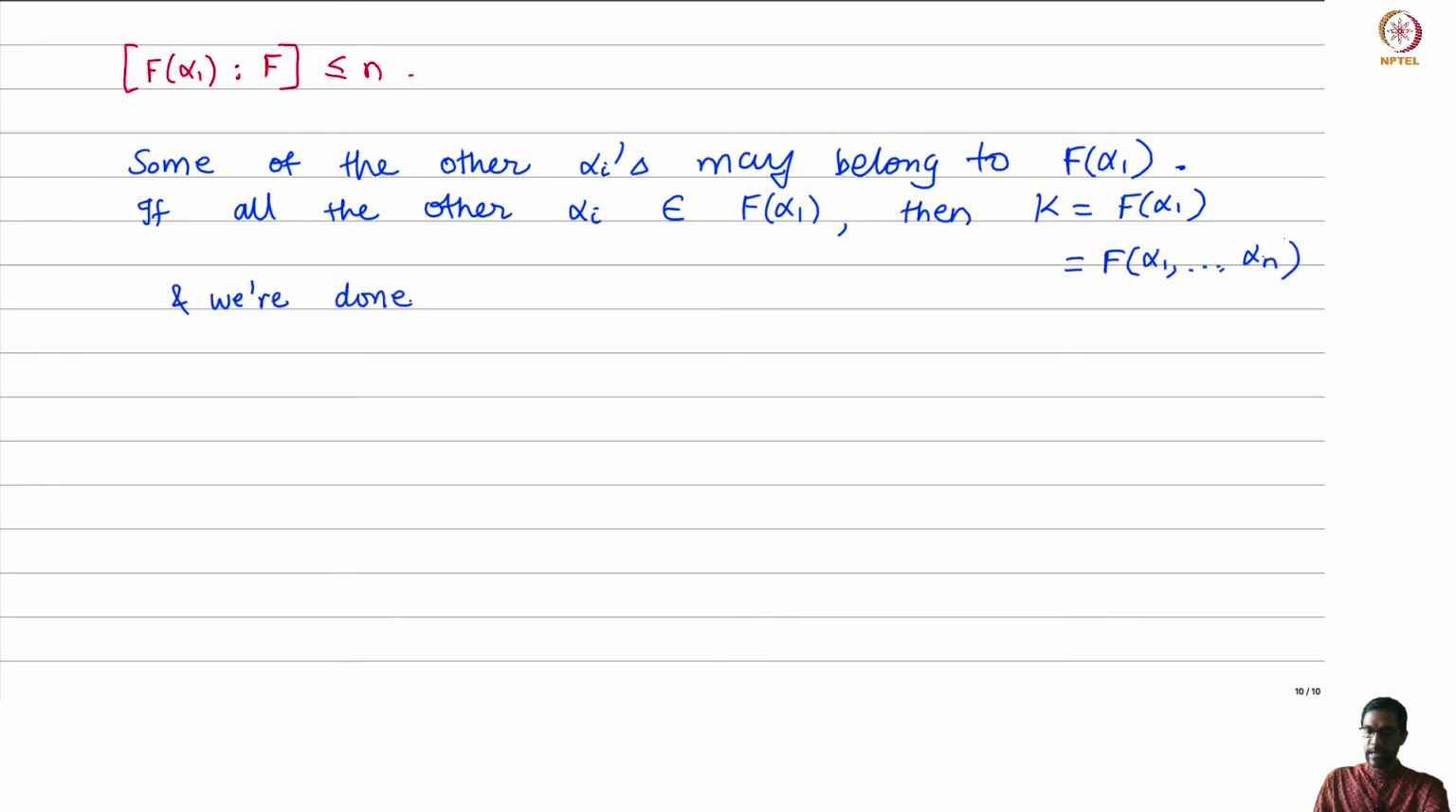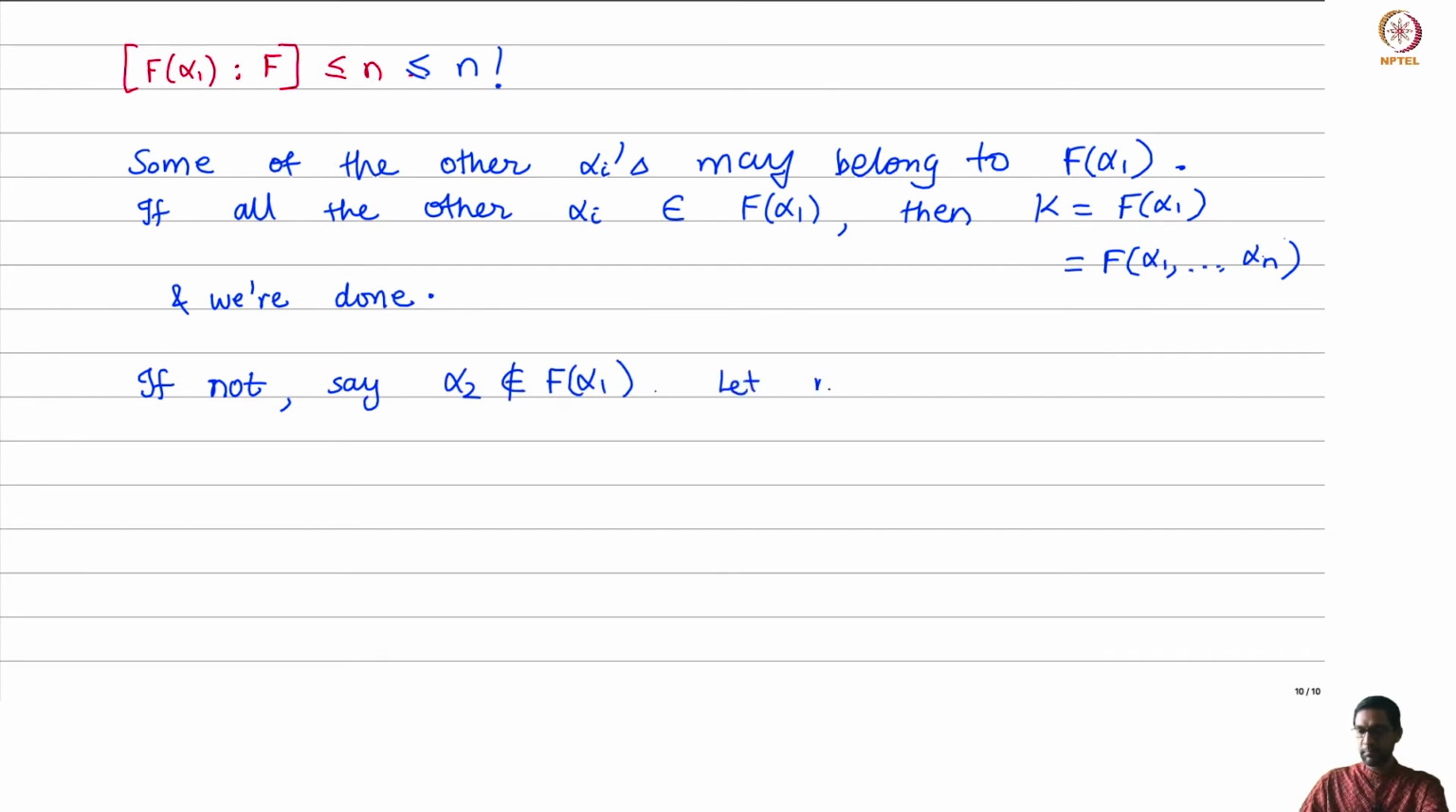Because we have shown that the extension size is at most n, and n is definitely smaller than or equal to n factorial. Now if not, suppose at least one of the other alphas is not part of F(alpha 1). Let's say alpha 2 doesn't belong to the extension F(alpha 1). Then we sort of repeat the argument.